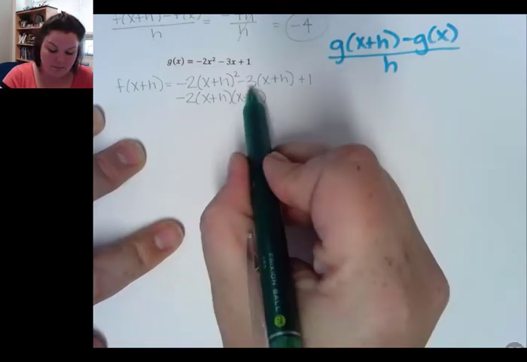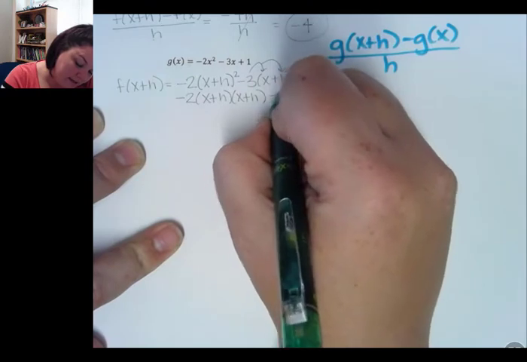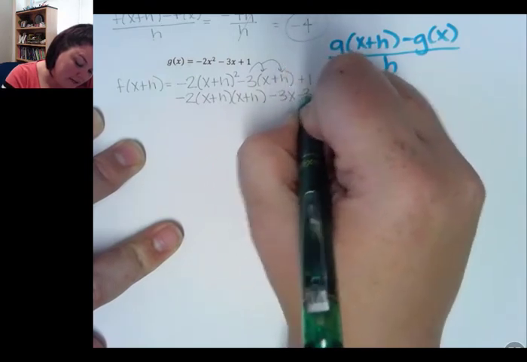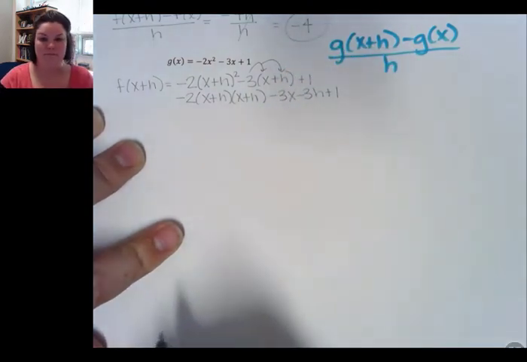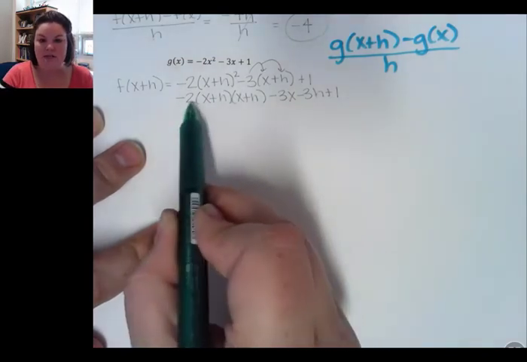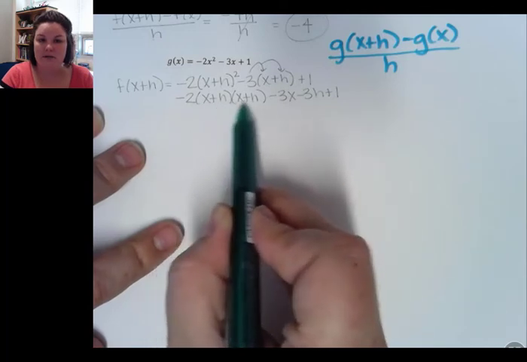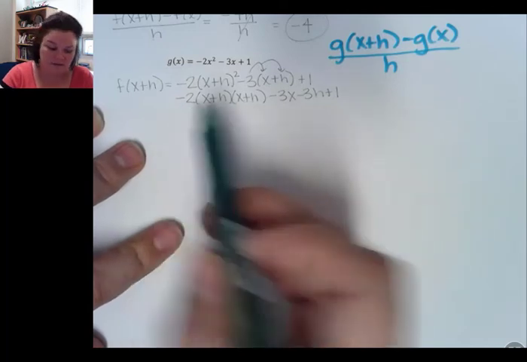Now I'm going to go ahead and simplify this next piece by just distributing that -3 in. So I get -3x minus 3h plus 1. Okay. So I need to go ahead and distribute this out. I'm just going to ignore the -2 for now, and I want to figure out what this equals. And then once I know what this equals, then I'll distribute in that -2.